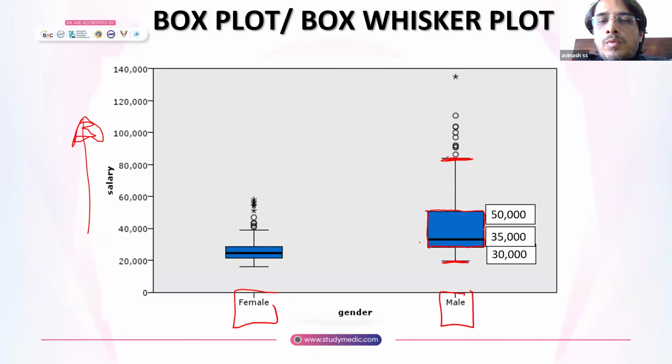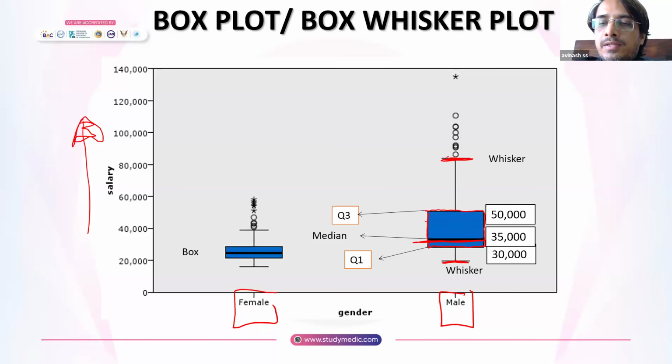What does the centralmost line in this square represent? The centralmost line in this square represents the median. So the median salary drawn by male co-workers here is 35 and females is around 25. Now what is the lower line in the square box? It is quartile 1, around 30,000. The highest line is quartile 3. So 50,000 is the quartile 3 salary drawn.